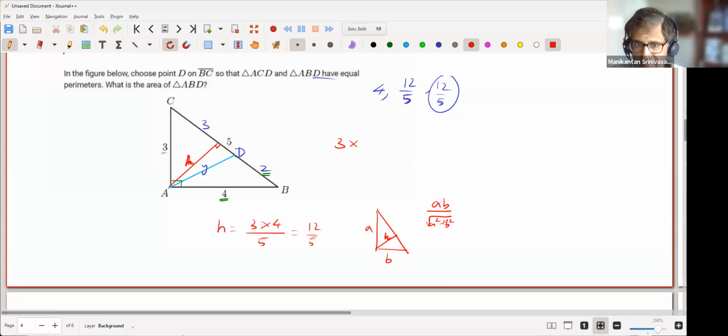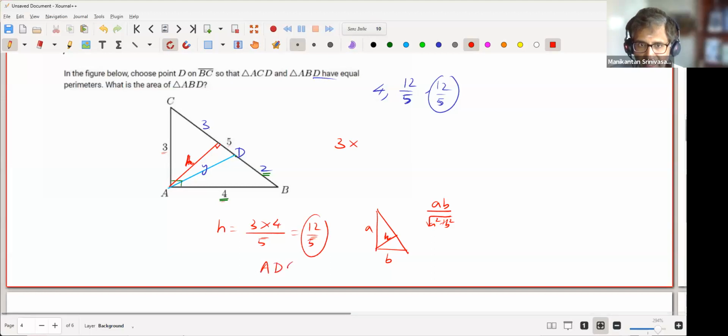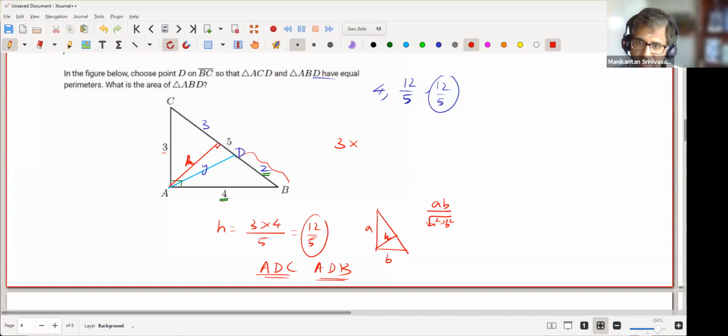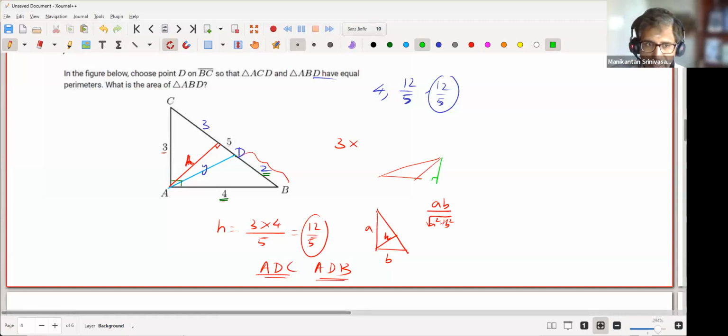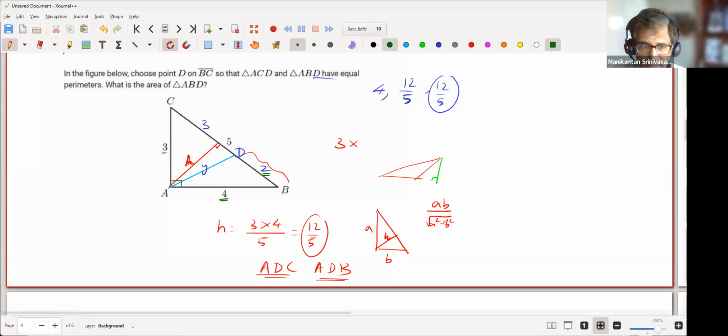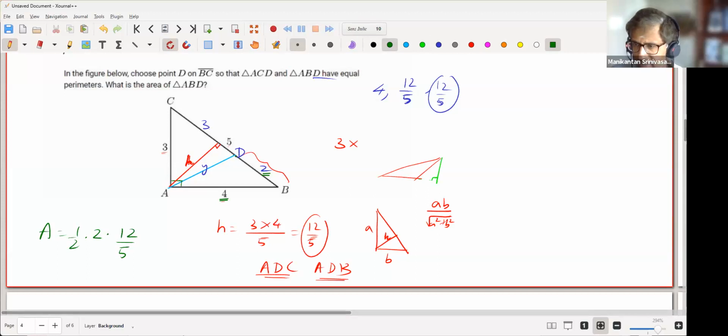But the same 12 by 5 is the height for the triangle ADC as well as for the triangle ADB. If I keep DC as the base or DB as the base, then it looks like this, right? But the height is falling outside, but that does not matter. The height is still the height. So the area that we are seeking is just half into the base, which is 2, into the height, which is 12 by 5. Does it make sense, guys?